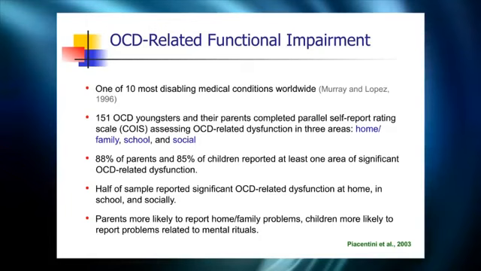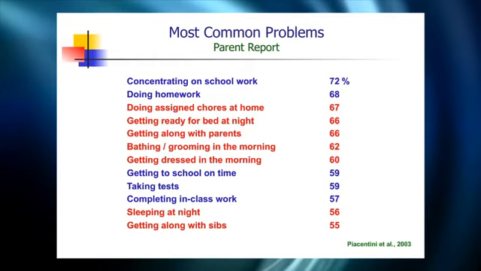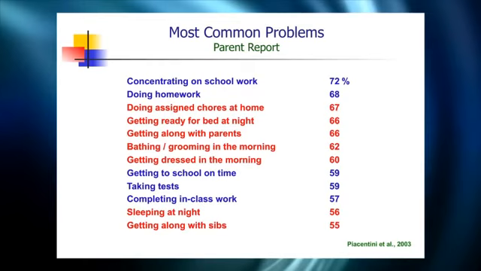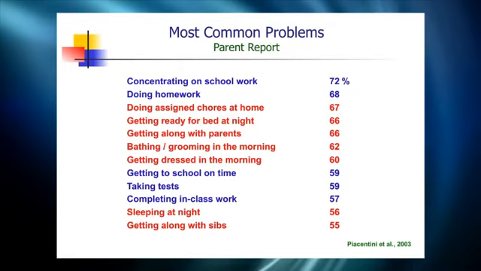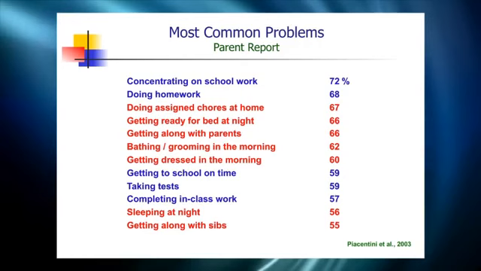And from the parent report, here are the most commonly reported items. So the way the scale is worded is, over the last week, how much has OCD interfered in each of these different areas? And these are the percents of parents reporting that there was significant impairment. And you can see that concentrating on schoolwork or doing homework were the two most commonly reported items. The items in red are home family items. The items in blue are academic or school items. And you can see that it really cuts across some very major areas in terms of family functioning, getting along with parents and sibs, grooming, self-care behaviors, and school items.